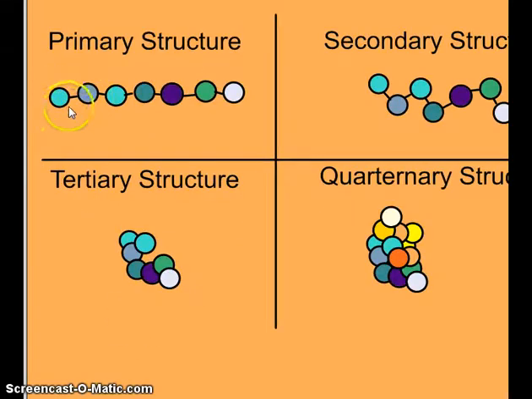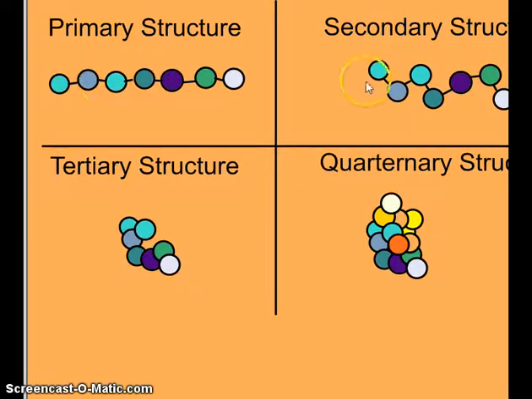Now, we don't always like to draw all those carbons and hydrogens everywhere. So a lot of times we just draw circles to represent our amino acids on these polypeptides. So this right here, okay, again, amino acid, amino acid, amino acid, multiple amino acids bond together with these peptide bonds. That's going to give us our polypeptide. And that's also going to give us our primary structure of proteins.